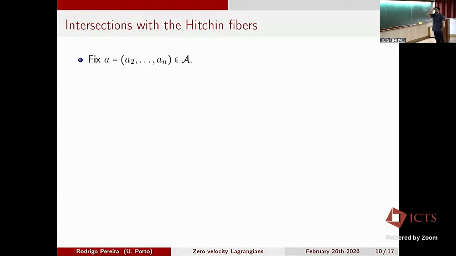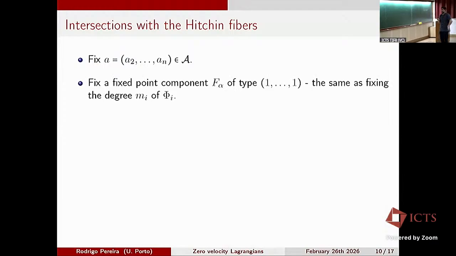it is interesting to know how these Lagrangians interact with the Hitchin fibration. Namely, how is the intersection with the general fiber? So we're going to fix a point in the Hitchin base, or essentially we are fixing a characteristic polynomial. And we are going to fix a fixed point component by essentially prescribing the degrees of the phi i's.